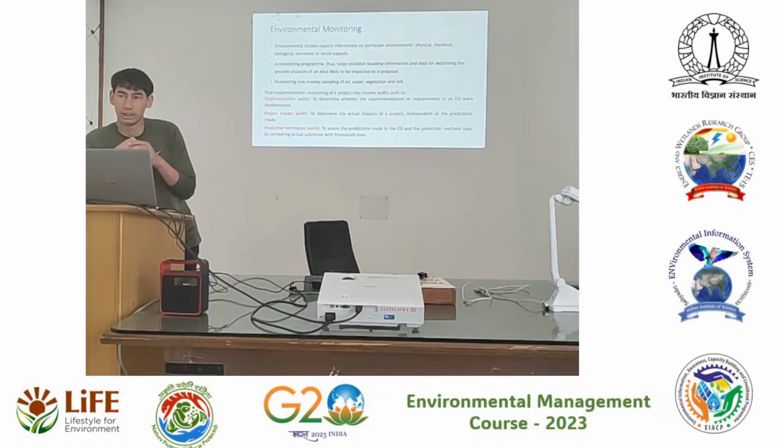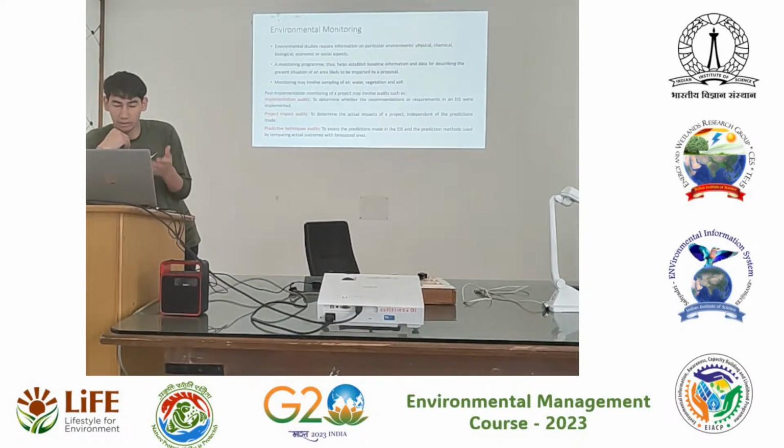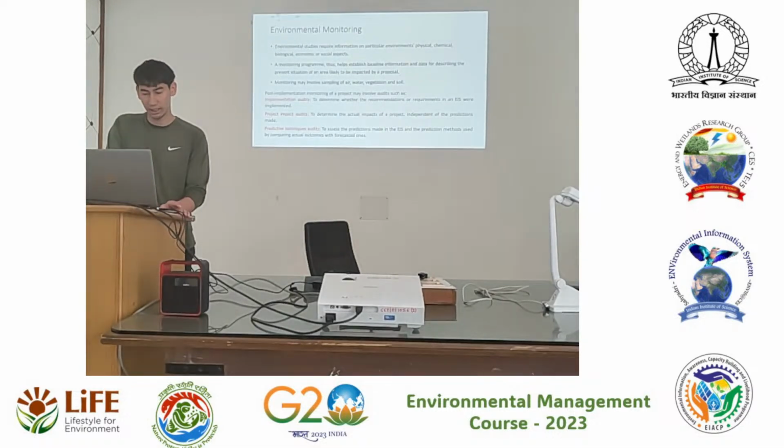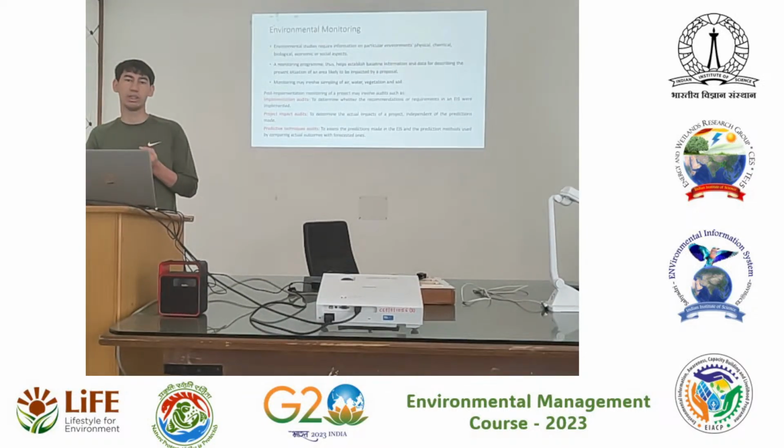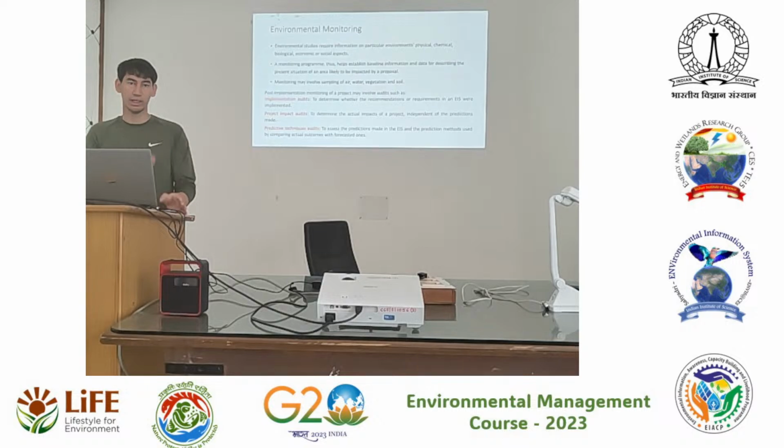If a project is done, after that comes post-implementation monitoring of the project requirements in an EIS that were implemented. Second is project impact audit. This is to determine the actual impacts of a project independent of the predictions made. That means what the predictions were and what the actual impacts are.